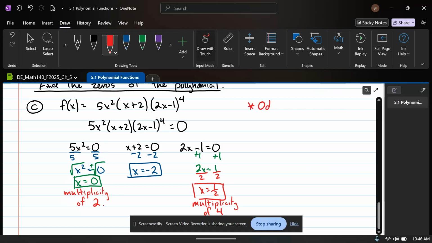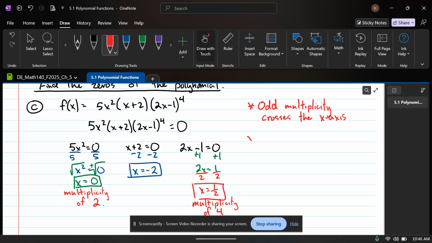Odd multiplicity crosses the x-axis. Even multiplicity touches the x-axis.